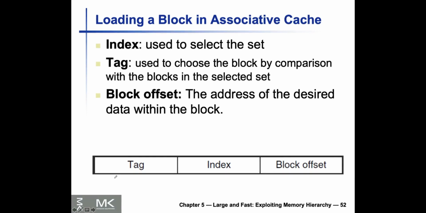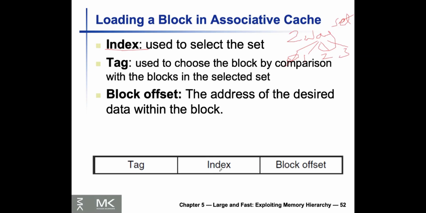So for index, we're going to use this index in order to select the set. If you recall, for instance, on that two-way set associative, we had 4 sets, right? So for a two-way set associative, you have 4 sets: Set 0, 1, 2, and 3. How are we going to distinguish between these 4? We're going to use the index from the incoming address. Tag. We're going to use the tag to choose the block by comparison with the blocks in a selected set.